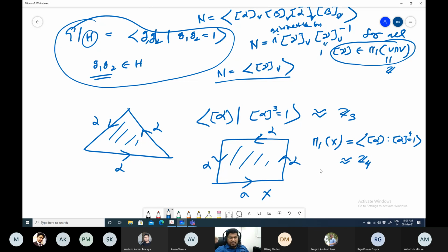So pi1 of U will be 0, and pi1 of V will be generated by only this one. Here you will have only one circle. So then you will be done.